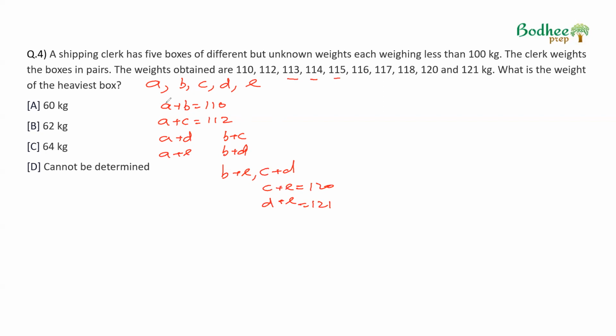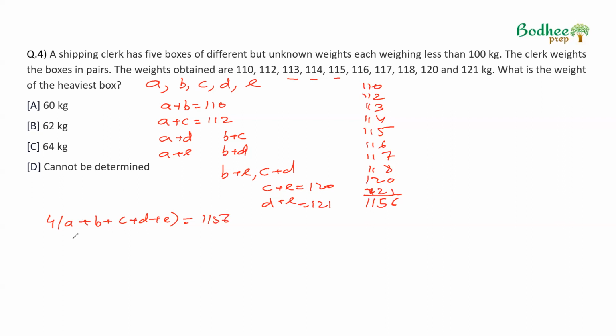So if we add all of these, we will have A 4 times, B 4 times, C 4 times, D 4 times, and E 4 times. And the sum of all of these, which is 110, 112, 113, 114, 115, 116, 117, 118, 120, 121, comes out to 1156, adding column by column with carry forwards.